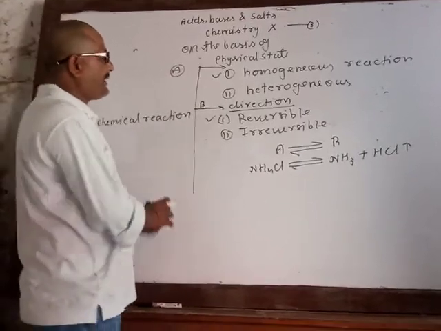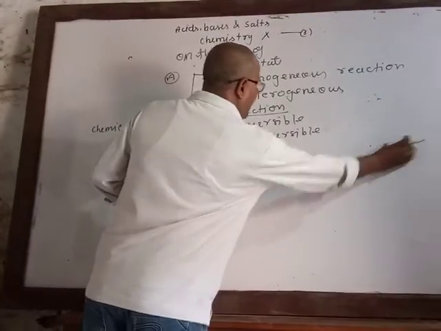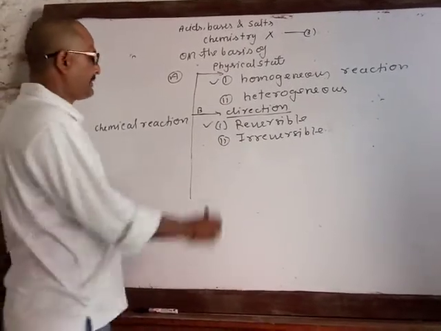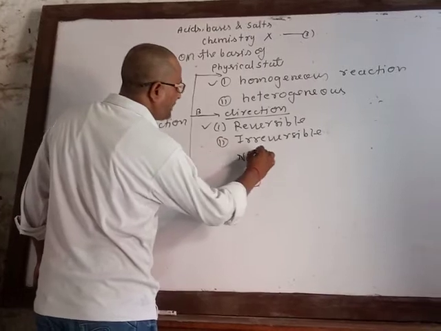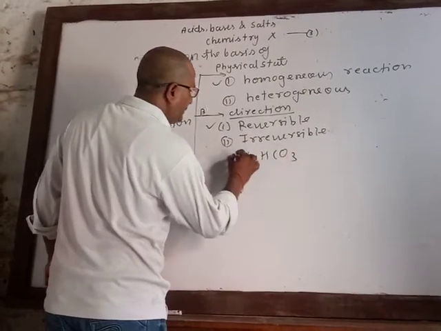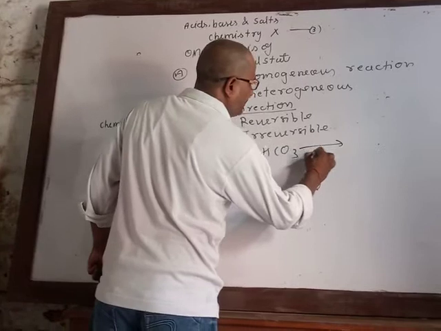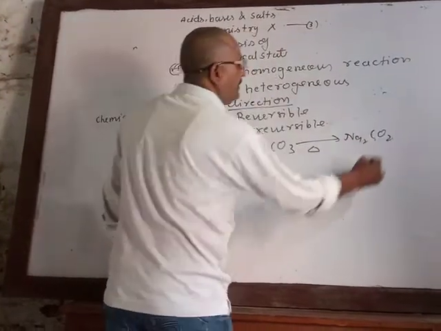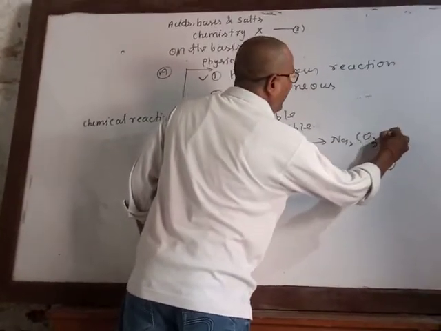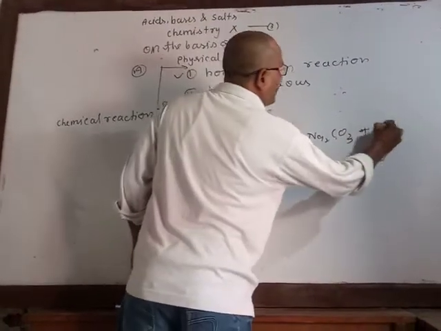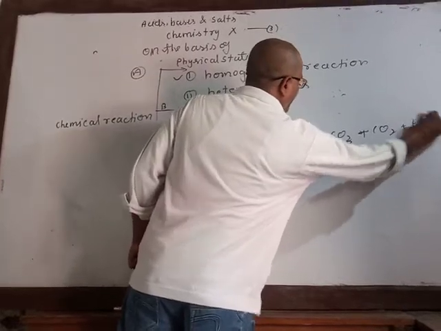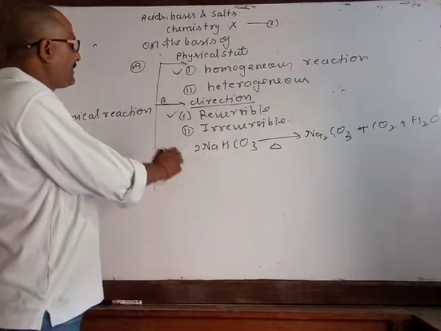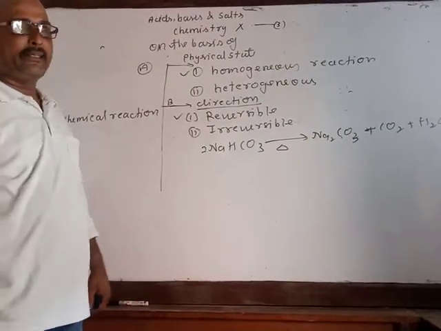Second one, irreversible chemical reaction. The chemical reaction which proceeds in only one direction. I am taking the example of baking soda, sodium hydrogen carbonate. After heating, means decomposition, it gives sodium carbonate, carbon dioxide and water. See that this reaction proceeds in only one direction, so it is an irreversible chemical reaction.